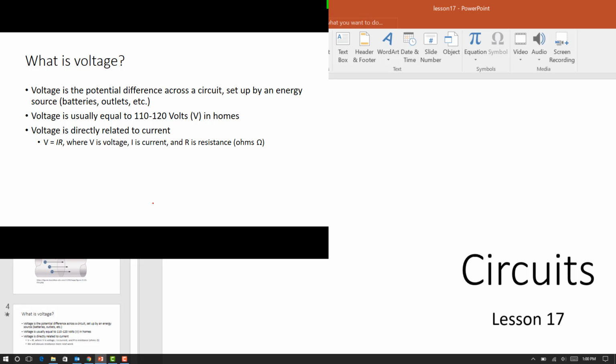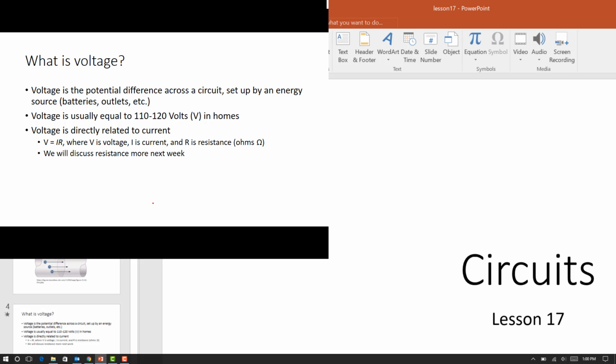And here is the formula for voltage. Voltage is equal to I times R, where V is voltage. Again, it's the electric potential, the charge difference between two nodes. I is the current, and what is current again? Yeah, the amount of charge that moves past a point every second. And then R is resistance, measured in ohms, abbreviated with the Greek letter omega.